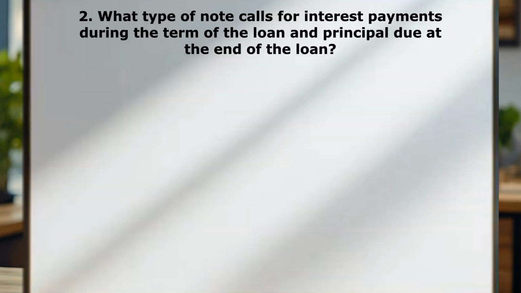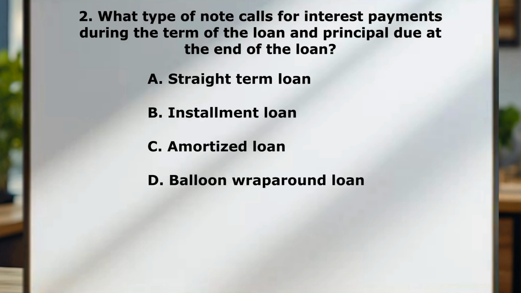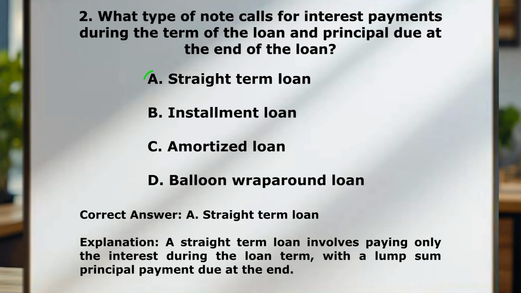Question number 2. What type of note calls for interest payments during the term of the loan and principal due at the end of the loan? A. Straight term loan. B. Installment loan. C. Amortized loan. D. Balloon wraparound loan. Correct answer is A. Straight term loan. So a straight term loan involves paying only the interest during the loan term and then a lump sum principal payment due at the very end.